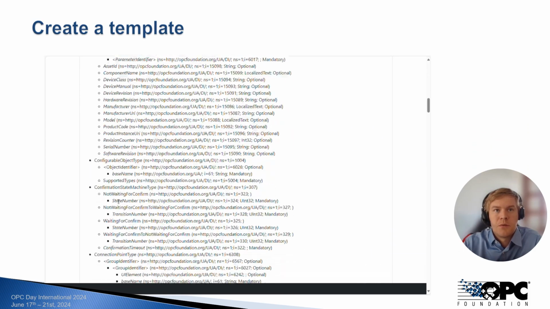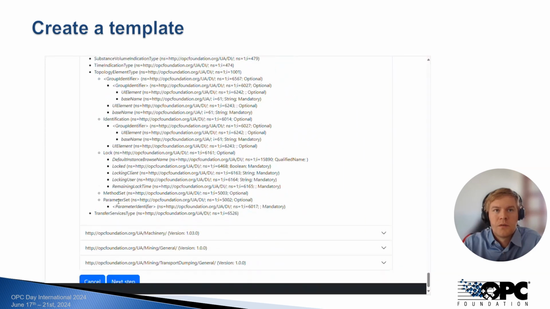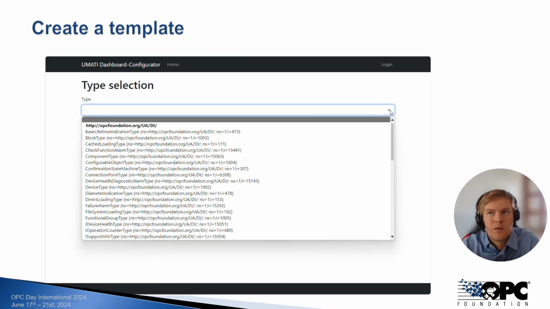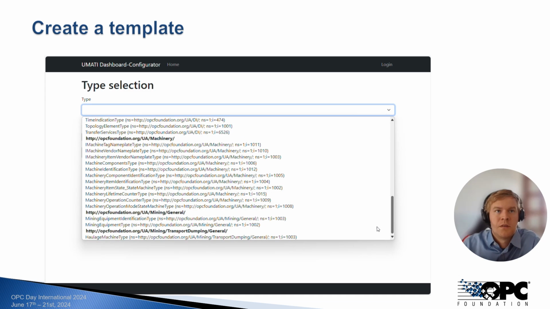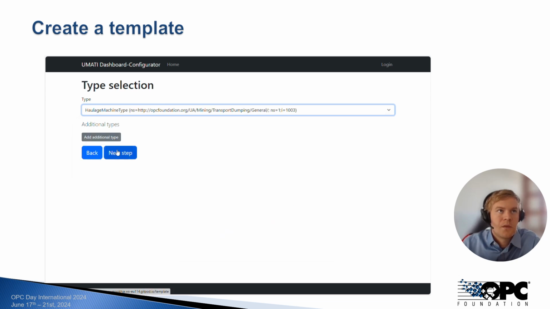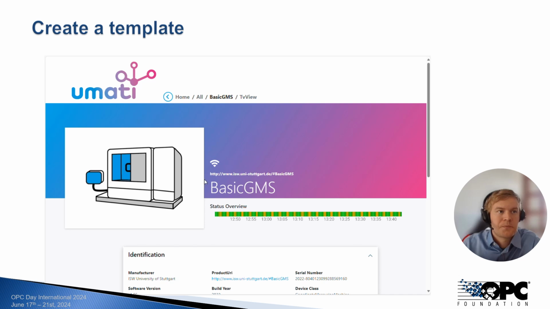And if this is also done, in the next step we can then select the haul machine type as our main entry point in the configuration. Now, after the selection of the type, we can start the configuration.